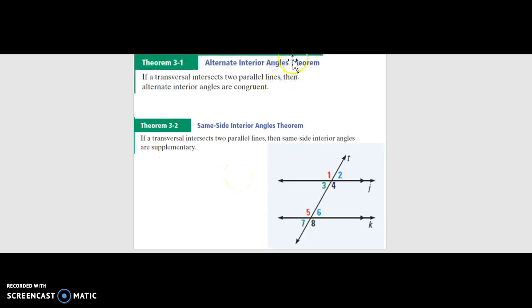So the first one is all about the alternate interior angle theorem. If a transversal intersects two parallel lines, then the alternate interior angles are congruent. So if I have this transversal intersecting these two parallel lines, these alternate interior angles end up being congruent. From that diagram, I could say angle 3 is congruent to angle 6, and I could also say angle 4 is congruent to angle 5. Okay, so remember, these angles are congruent.